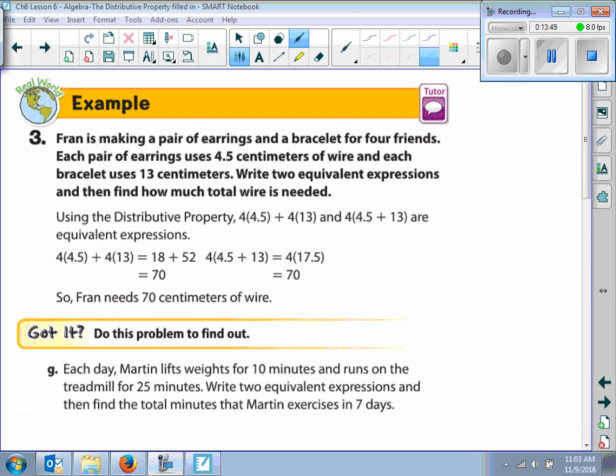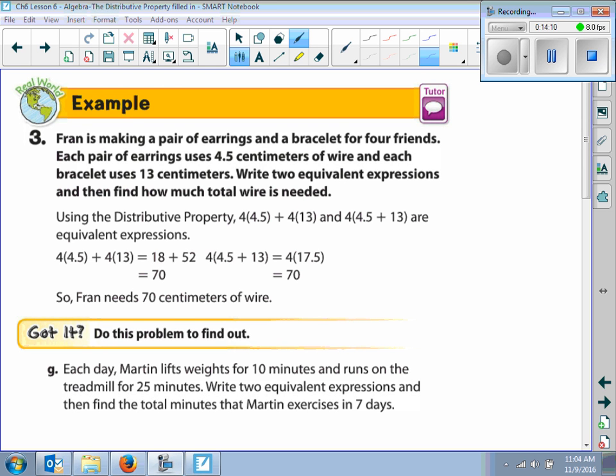All right, so Fran is making a pair of earrings and a bracelet for 4 friends. Each pair of earrings uses 4.5 centimeters of wire, and each bracelet uses 13 centimeters. We're going to write 2 equivalent expressions and then find how much total wire is needed.